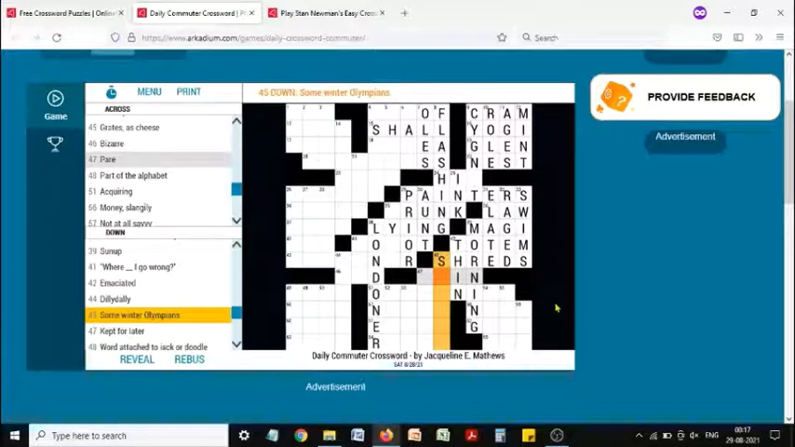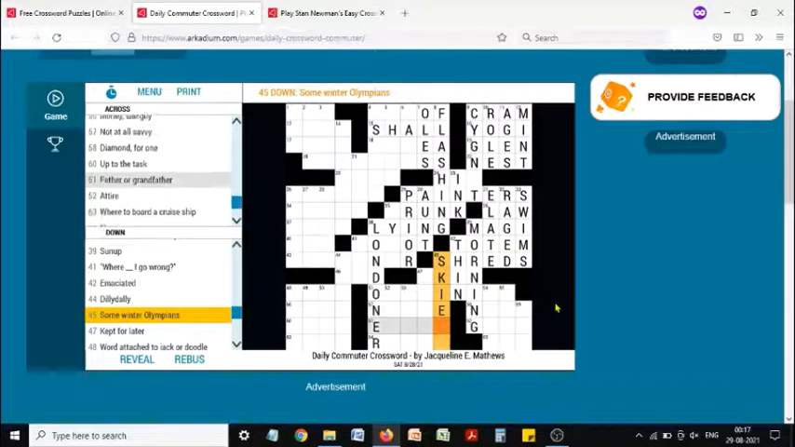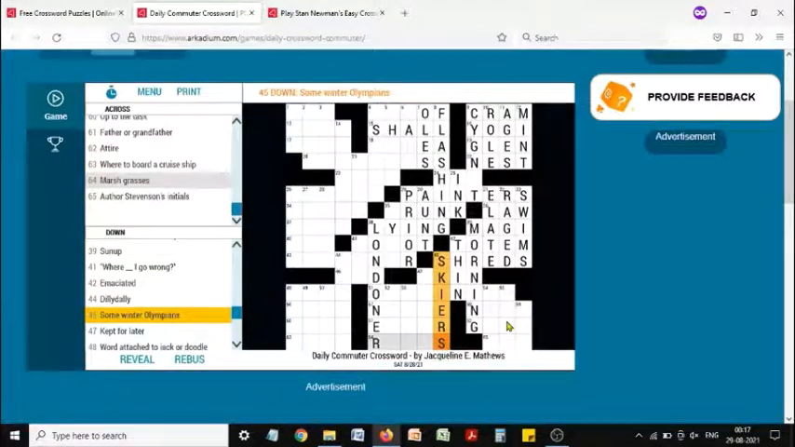45 down. Some Winter Olympians. So this is referring to a winter sport and one particular type of an event. So usually in winters, the Winter Olympics are usually about snow. So I'm going to take a guess here. I think they should be skiers, right? The ones who ski. So let's say if it's skiers. S-K-I-E-R-S. Yes.